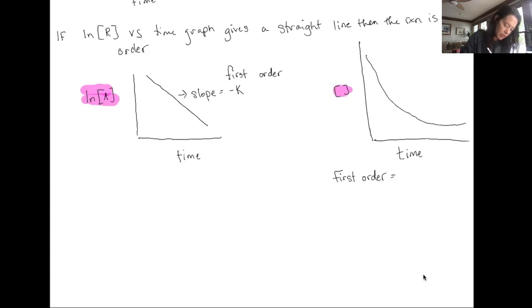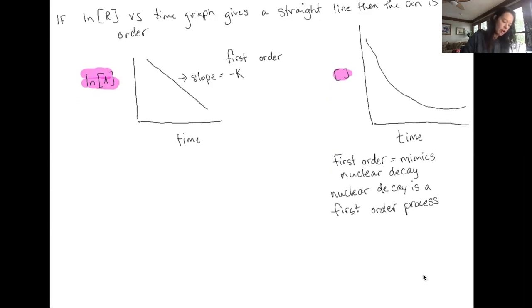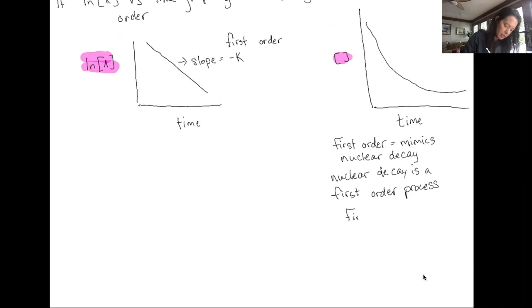A first order reaction mimics nuclear decay, or nuclear decay is a first order reaction. I'm going to say first order process. All right. Now, what does that mean? That means in a first order reaction, there is a constant half-life. Right? What is a half-life? It is the amount of time it takes for half to react, whether it be nuclear or not. It doesn't have to be nuclear, okay?